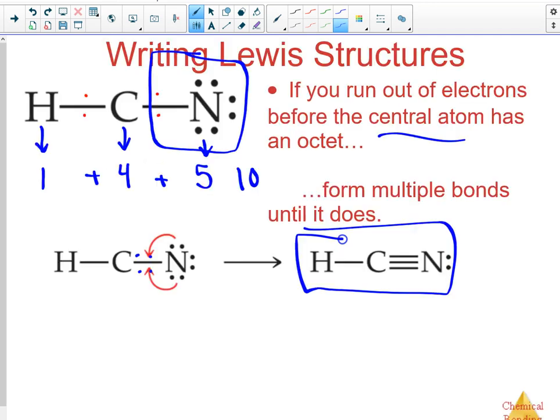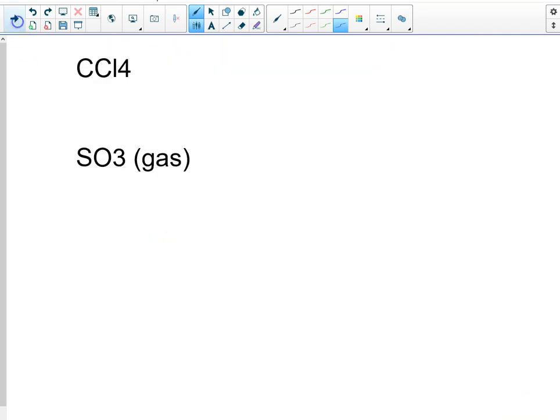Okay, so here are 2 practice ones. They're not too bad. But I'll pause the recording. I'll give you a couple minutes. You try and draw these 2 Lewis structures. Here, the CCl4, everyone had fine. Right? We'll walk through it fast.